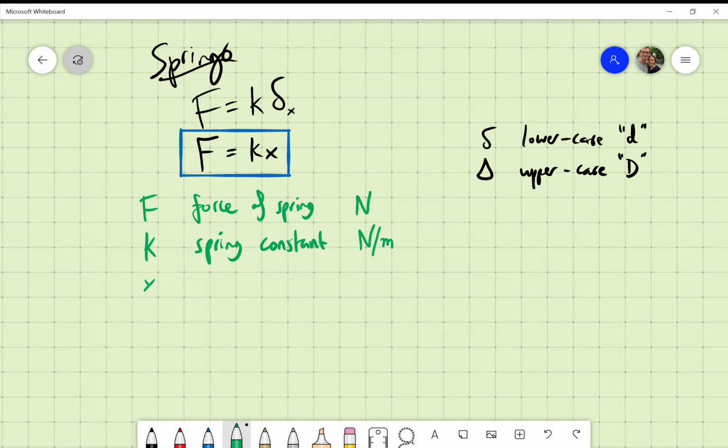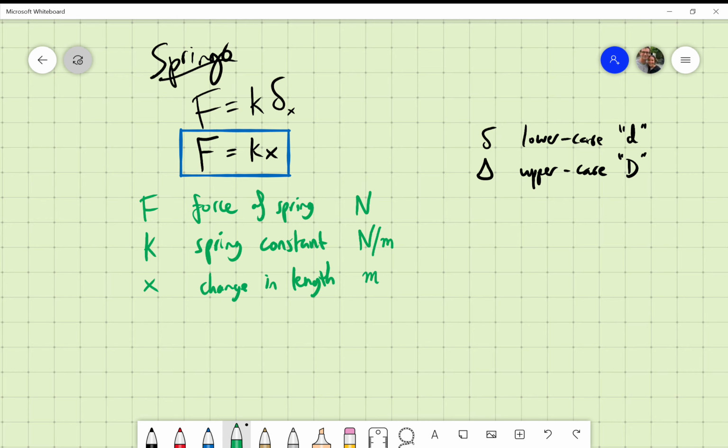I'll come back to that, but the X is, let's see, what's the best way to describe it? Well, it's the change in length. And that is absolutely why he used the delta. Why it was lowercase delta, I'm not really sure. But X is the change in length, and so that is measured in meters if you are in the metric system.